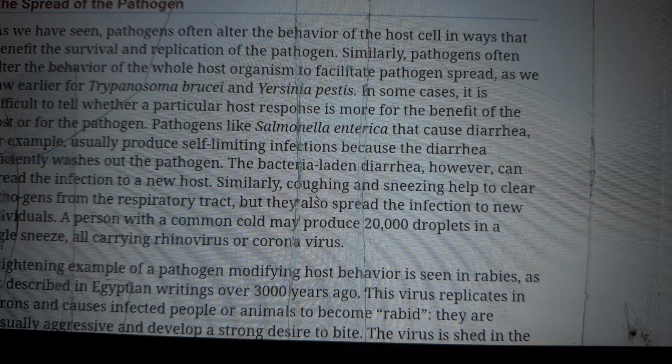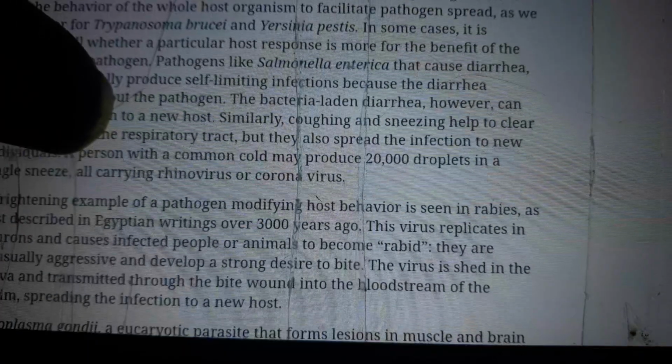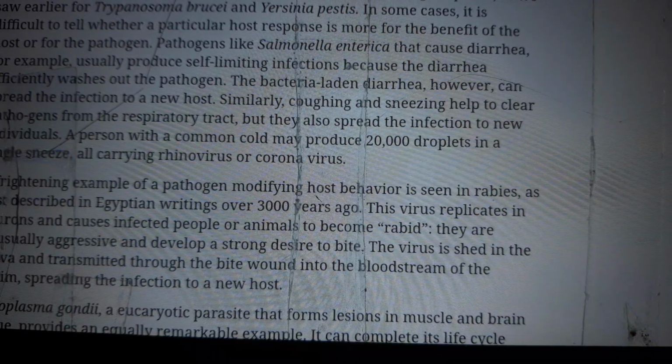Pathogens can alter the behavior of the host organisms to facilitate the spread of the pathogen. As already seen, pathogens can alter the behavior of the host cell in ways that benefit the survival and replication of the pathogen. Similarly, pathogens often alter the behavior of the whole host organism to facilitate the pathogen spread, as we saw earlier for Trypanosoma brucei and Yersinia pestis.